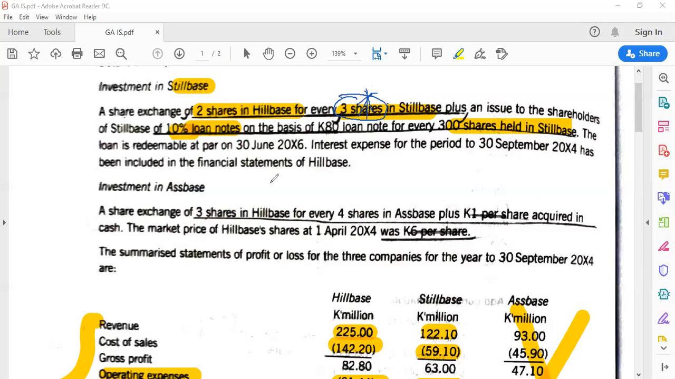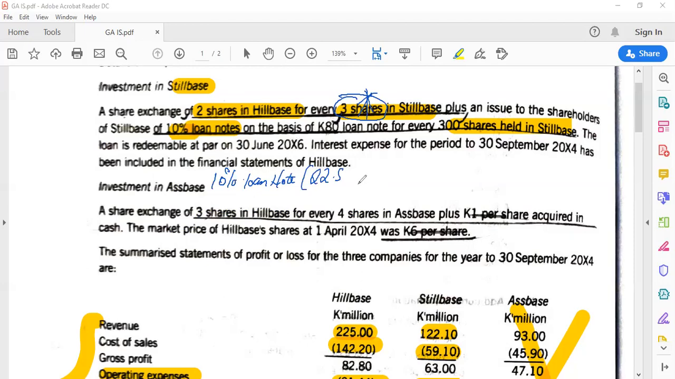Okay. So here what we are going to do is very straightforward. For us to ascertain the value, we are simply going to get a 10% loan note. Now, this 10% loan note was paid. So this 10%, we are simply going to do something like this. The 10% loan note is here, and then we multiply by these 22.5 million shares, the ones that he acquired.